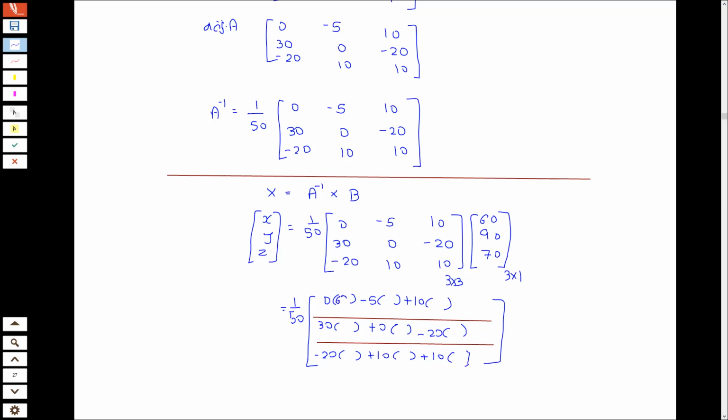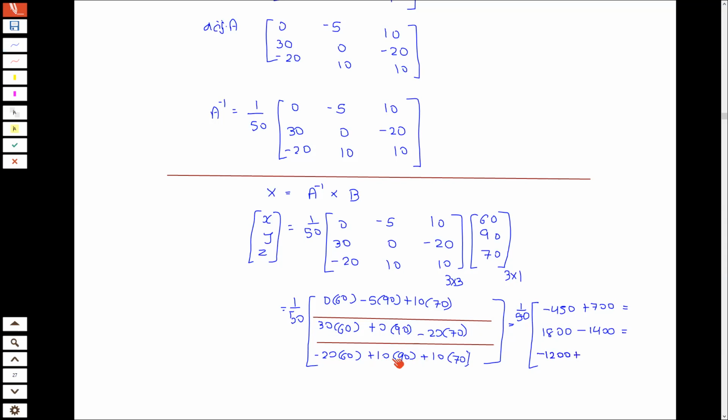60, 90, 70. So basically here 1 by 50 as it is: minus 450 plus 700. Here it is 1800 minus 1400.